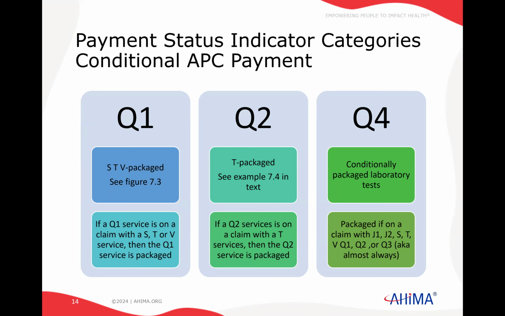If Q1 service is on a claim with an S, T, or V service, then the Q1 service is packaged. If the Q2 service is on a claim with a T service, then the Q2 service is packaged. And then in the last example, if it's on a claim with J1, J2, S, T, V, Q1, Q2, and Q3, it will be packaged. And again, this is all described in your text as well, so it's critical to take a look at those SIs.